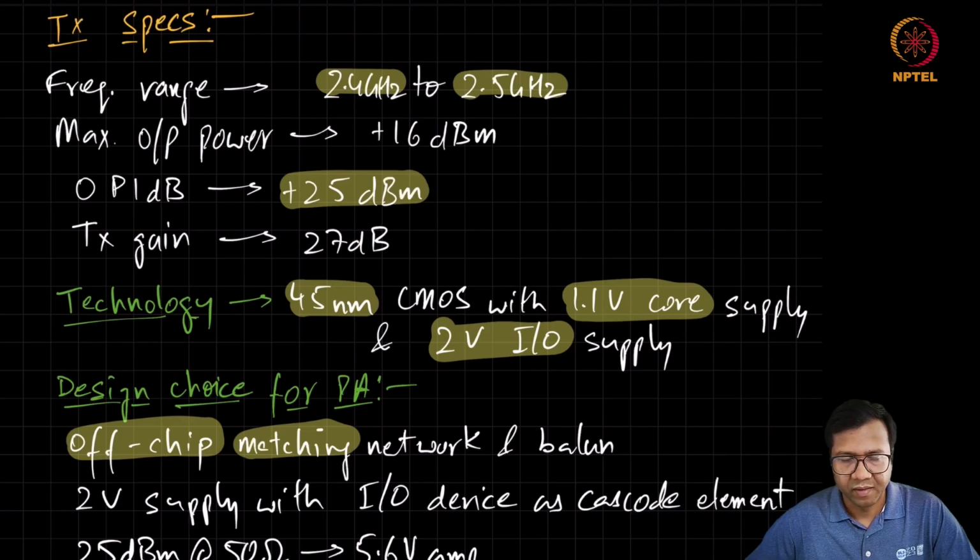So we are going to design the front end for this transmitter, which is going to be the output stage. For this power amplifier, we will assume that the matching network is off chip, and also there is an off chip balun to convert the differential output of the power amplifier to the single-ended 50 ohms load. We'll be using the 2 volt IO devices as cascode element so as to provide high output voltage swing while protecting the 1.1 volt core device.